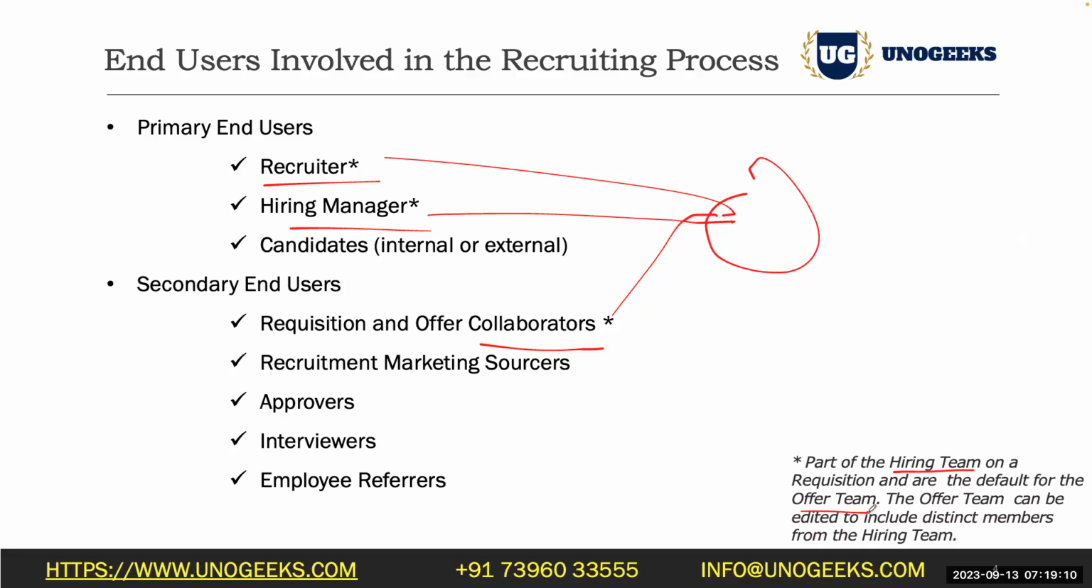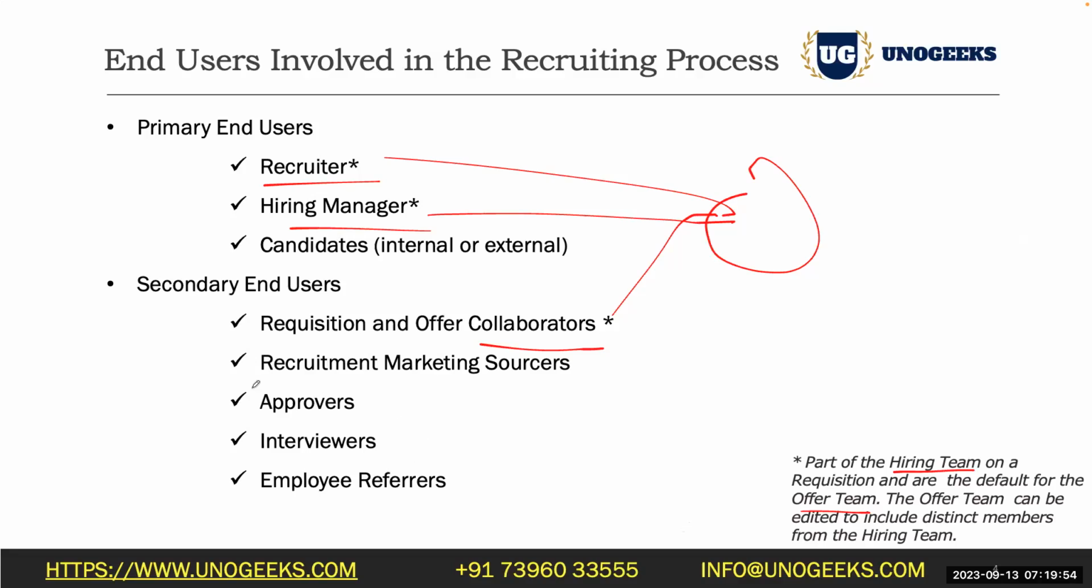Once you start working on the module, whenever someone says I need to send an approval or a notification to the hiring team, that means the notification has to be triggered to the hiring managers, recruiters, and the collaborators. Similarly, when they say offer collaborator or offer team, it refers to the hiring team of recruiters, hiring managers, and the collaborators of the offer. This is one important terminology which we need to be aware of, and it could be a standard question in interviews for entry level people.